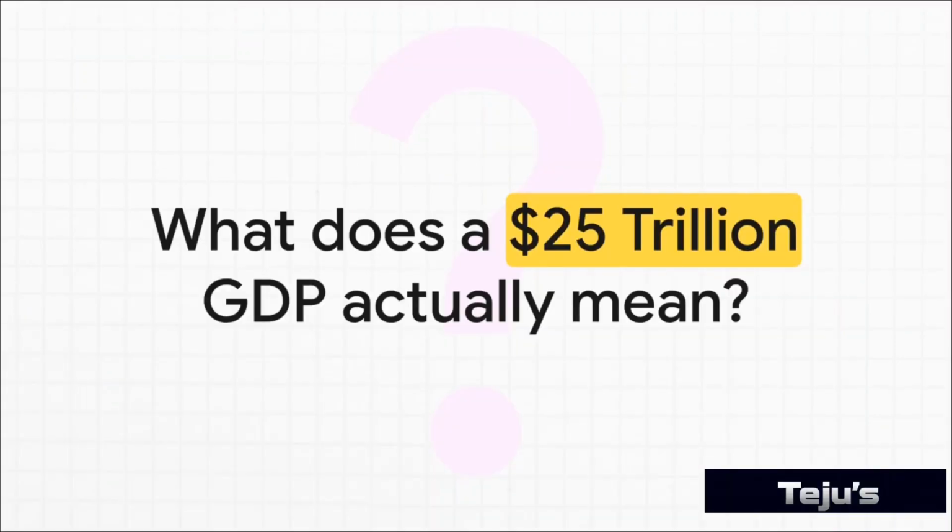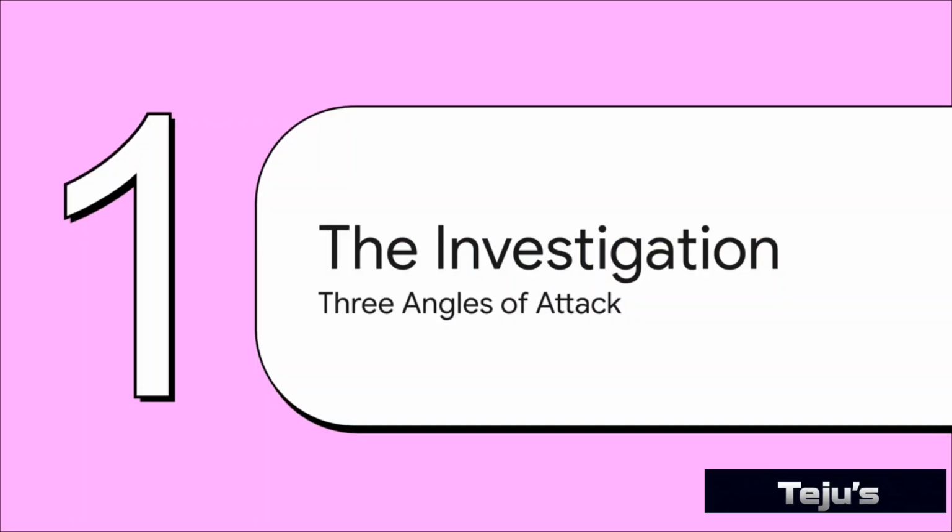So, imagine you see a headline. A country has a GDP of $25 trillion. I mean, it's just a massive, mind-boggling number. But what does that even mean? How on earth do they calculate something like that? And what's it got to do with our actual lives? Let's find out. Okay, so to get that final GDP number, you can think of economists as detectives.